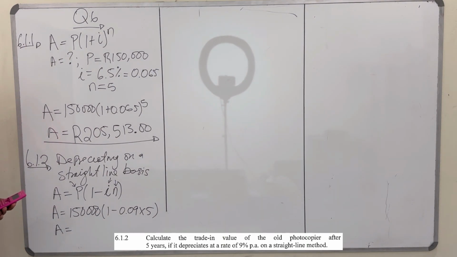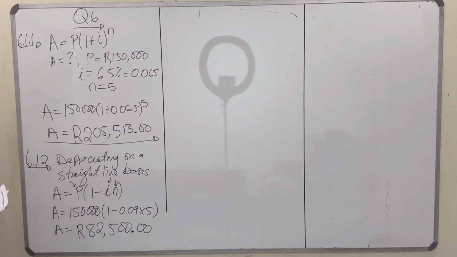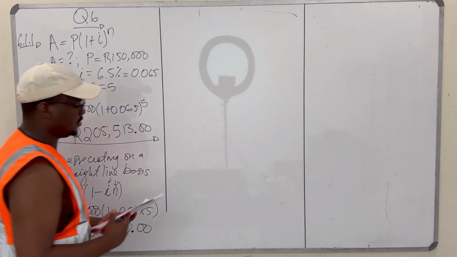Put that in a calculator and you will see that this will be equal to times 5. So the value of this photocopier after 5 years will be 882,500. That's what it will be. This will be the value of this photocopier. Done. Then we'll move to the next question, which is 6.1.3.